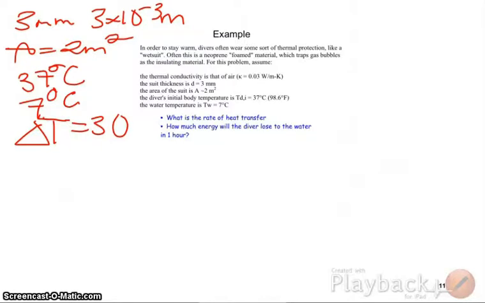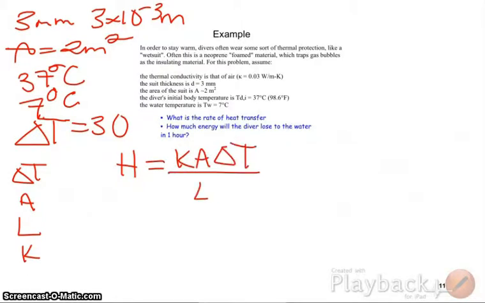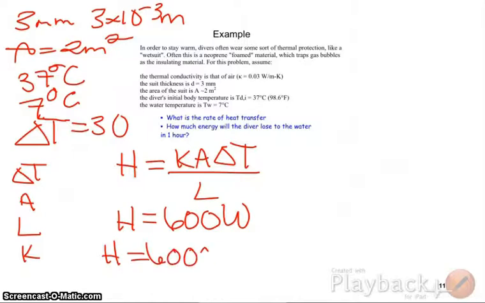So we know change in temperature, we know A, we know L, because that's the thickness, 3 times 10 to the negative third, and we know K. So the question is, what is the rate of heat energy transfer? Well, heat energy transfer equals K A delta T over L. So we plug in everything, and we can find that H equals 600 watts. Now, how much energy will the diver lose in the water in an hour? Well, 600 watts, not 6,000 watts.